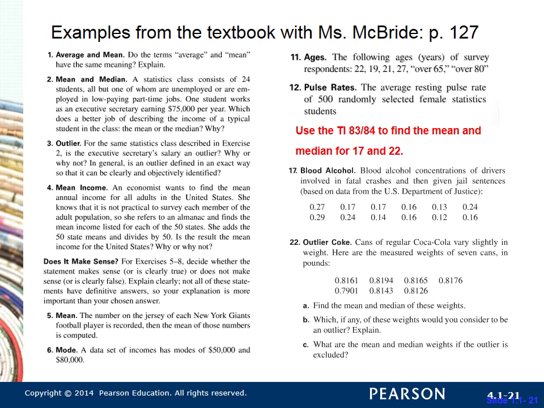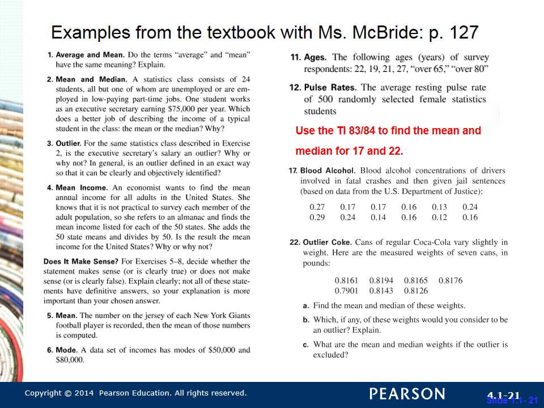So for number 3, for the same stats class described in exercise 2, is it an outlier? Yep, because it's way above. In general, is an outlier defined in an exact way? Here, we've just generally said, no, it's something beyond the typical, but there is a mathematical formula for it. We just aren't going to worry about it in this class.